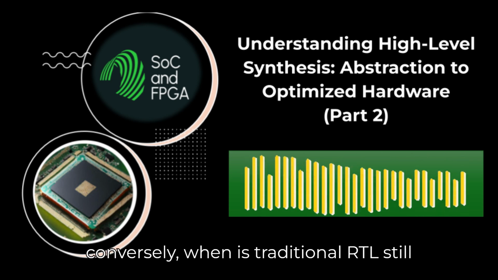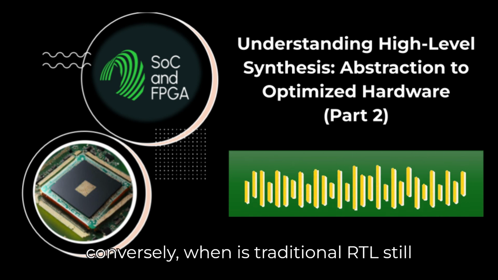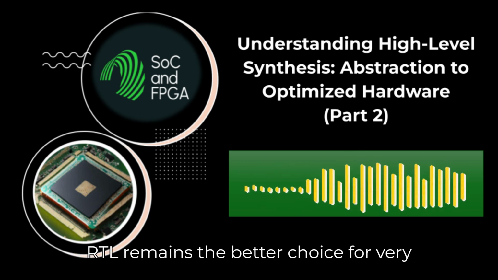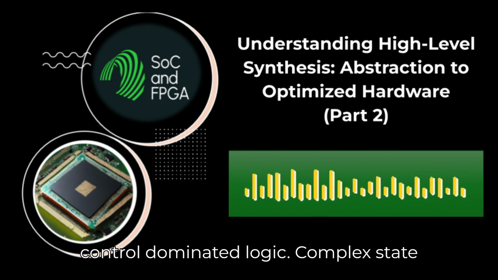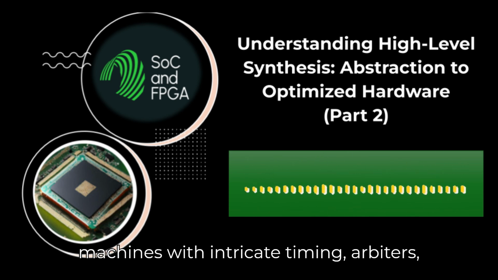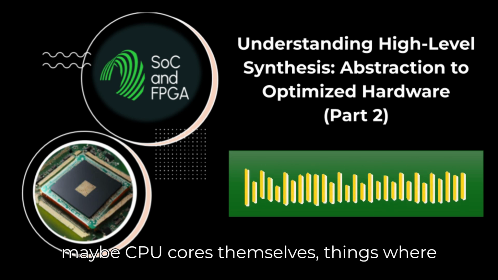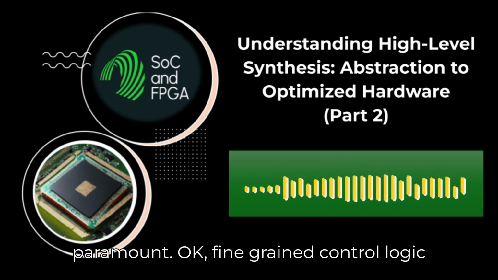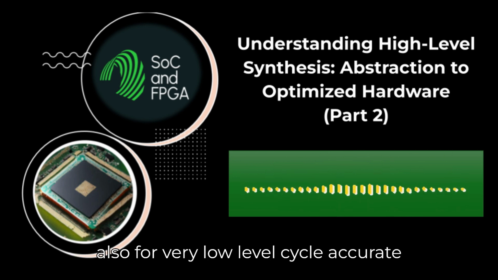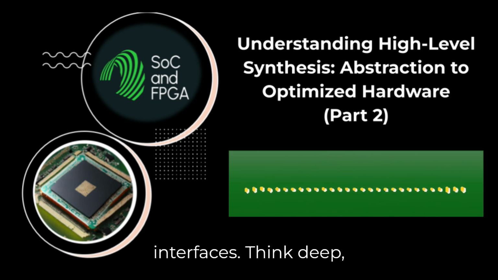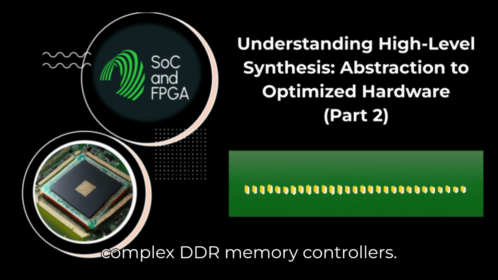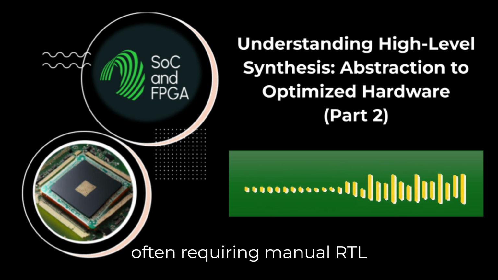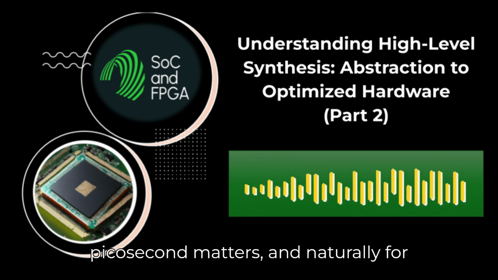Okay. And conversely, when is traditional RTL still the king? Where does it make more sense? RTL remains the better choice for very control-dominated logic. Complex state machines with intricate timing, arbiters, maybe CPU cores themselves, things where precise cycle-by-cycle control is paramount. Okay, fine-grained control logic. Also, for very low-level, cycle-accurate interfaces, think deep, complex DDR memory controllers. The timing there is incredibly sensitive, often requiring manual RTL implementation. Right, where every picosecond matters.